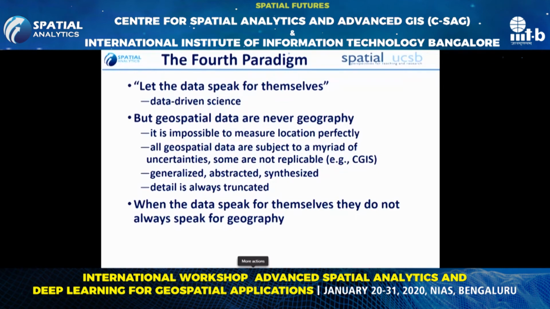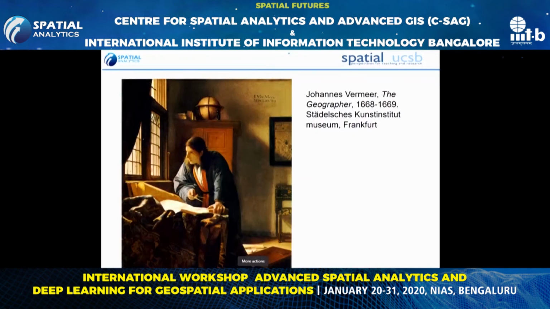So I want to leave you with this. This is a very famous work of Johannes Vermeer, painted in 1668 to 1669. And it's titled The Geographer, and it hangs in the Art Museum in Frankfurt. And if you ever have a chance to get out of the airport, visit Frankfurt, I heartily recommend going to see this painting. It shows the geographer surrounded by globes and maps, with maps in front of him.